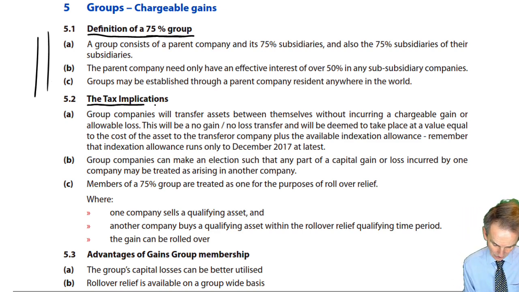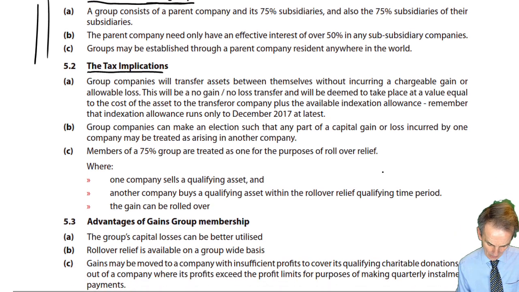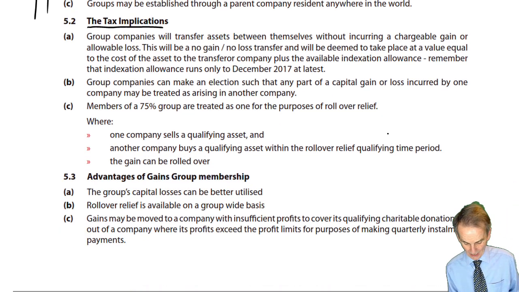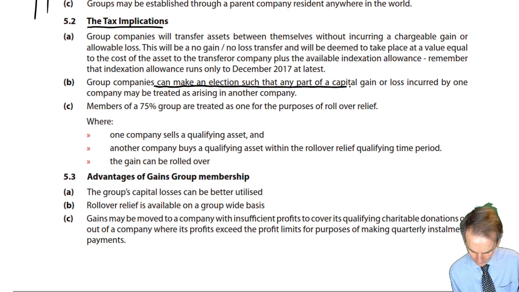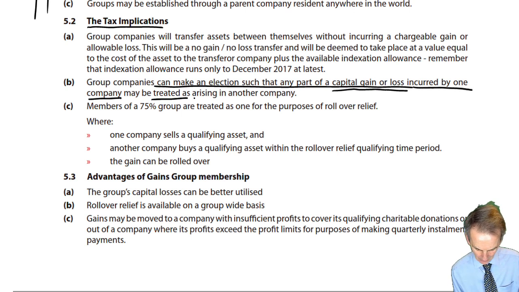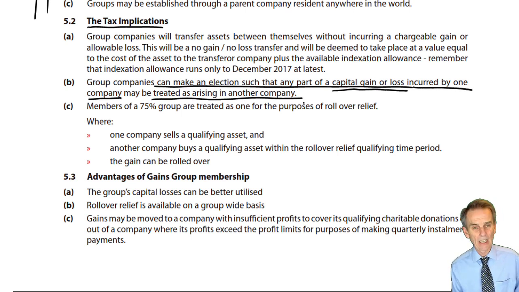The tax implications, therefore, are stated here, where we are told about what a rule is, and also then what the relevant claims and elections are. Now, one of these we've made mention of in our introduction to the chapter on groups, whereby group companies can make an election such that any part of a capital gain or loss incurred by one company may be treated as arising in another company.